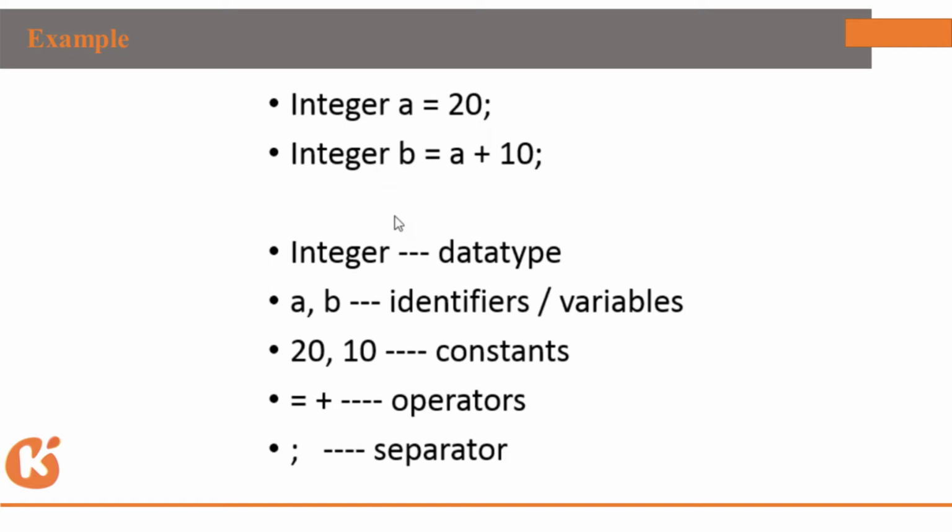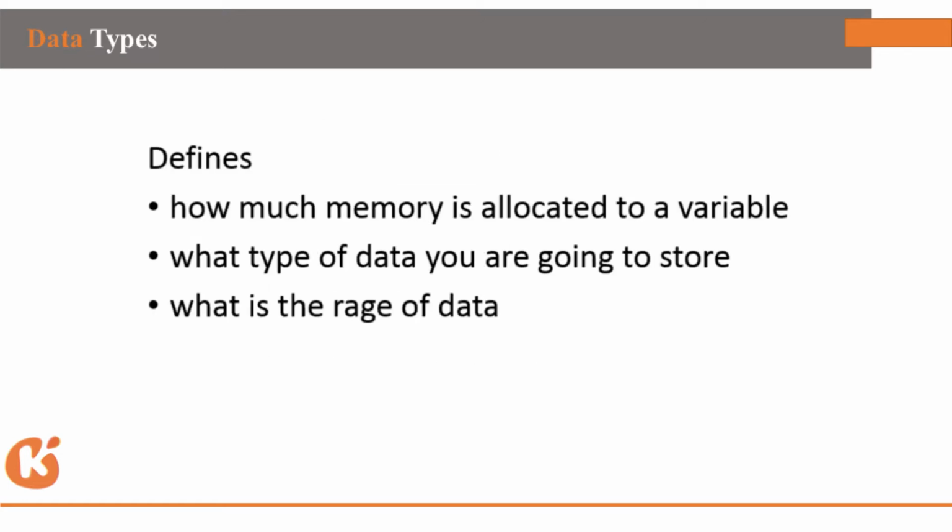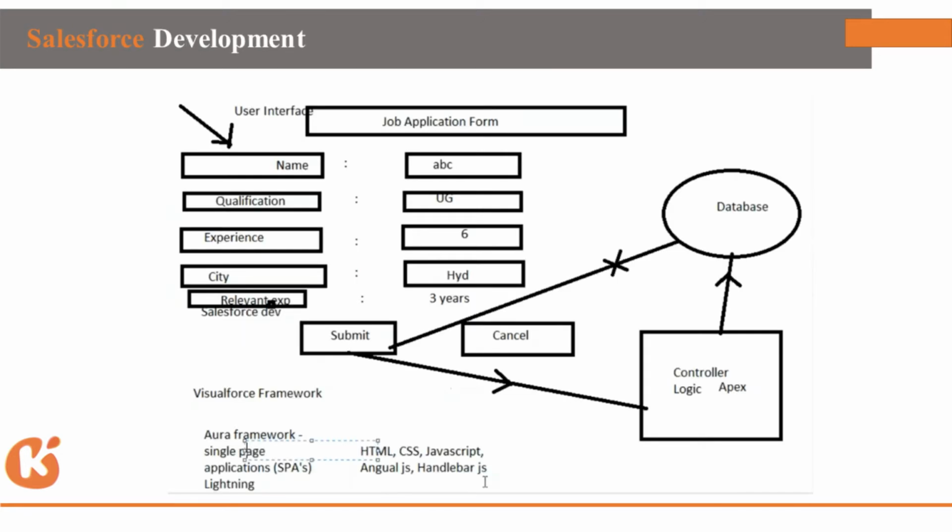If you want to write a statement, if you want to create a variable, we need a data type. The first thing is data type, integer. What does it mean? What is a data type? We need a data type to define how much memory is allocated to a variable. If you want to create a form, we first need variables. We have seen here name, qualification, experience, city. These are all what we call variables.